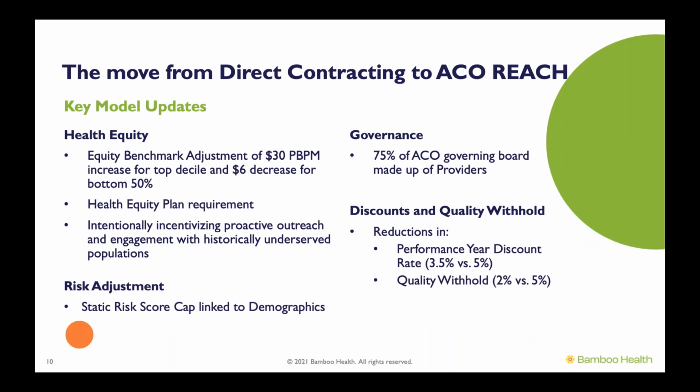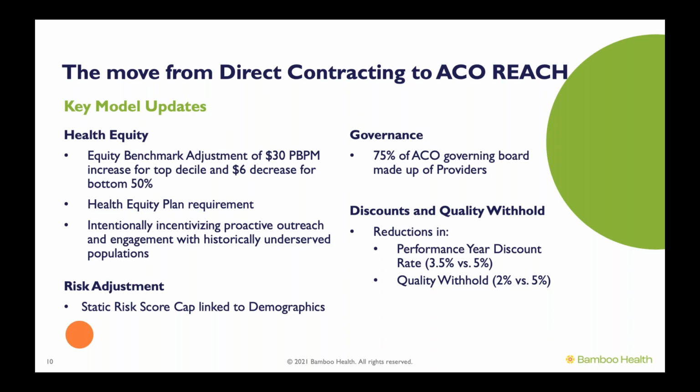All right, so now that we have a sense of what types of participant tracks are available under ACO REACH, what are some of the key updates to the model, particularly thinking back to the fact that this really is meant to be a revamping of direct contracting? So the ACO REACH model really is meant to underscore the current administration's focus on health equity and moving towards increasingly provider-centric organizations and models. And based on this, CMS has introduced some key updates to the model with several categories of note that you see here on the screen.